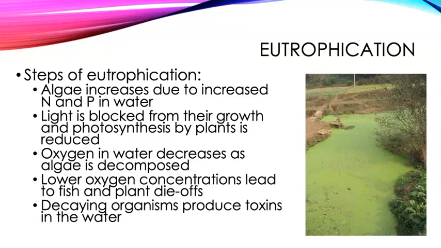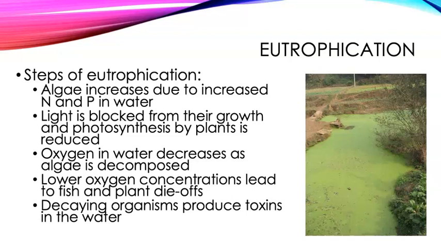Then as they increase, as you can see in the picture on the right, how bright green that water is, that's all algae floating on top. Notice that it's really opaque. The light is being blocked. So light's not going to be able to make it through that water column down to plants that might be rooted in the bottom of that river, stream, or lake. So if light cannot make it to those plants, they can't photosynthesize and they can die.